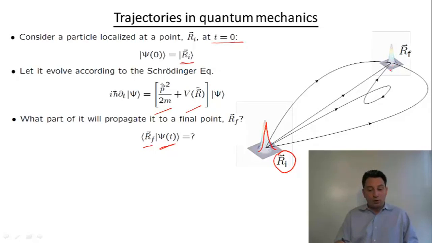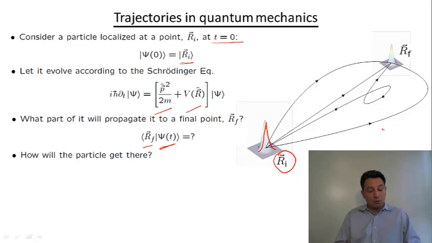Of course, I don't want to give you the impression that the particle literally propagates from one localized state to another localized state. It does not. It actually spreads out in the quantum mechanical language. But a part of this wave packet will indeed be located near this point, and this is what we want to calculate. And this overlap is the propagator that we're going to focus on.